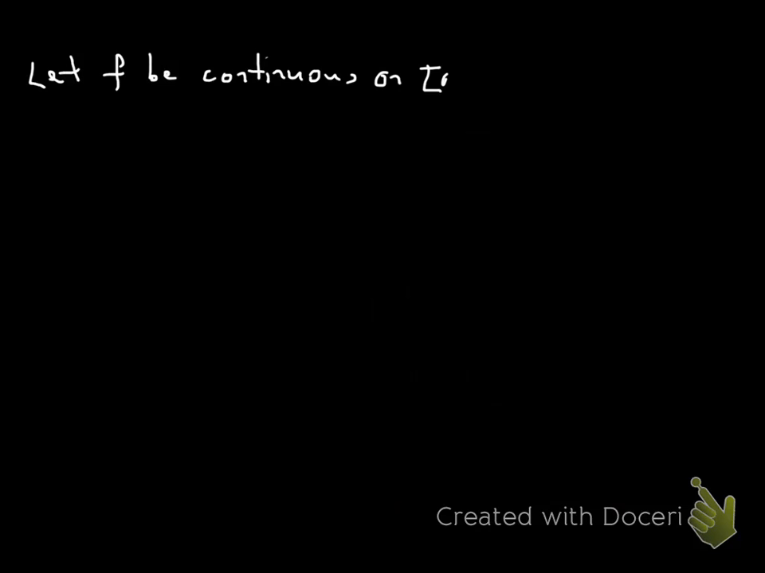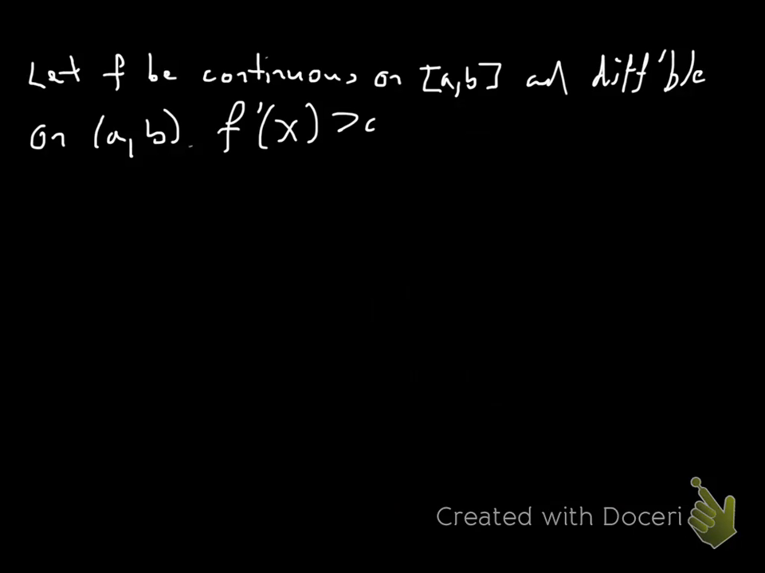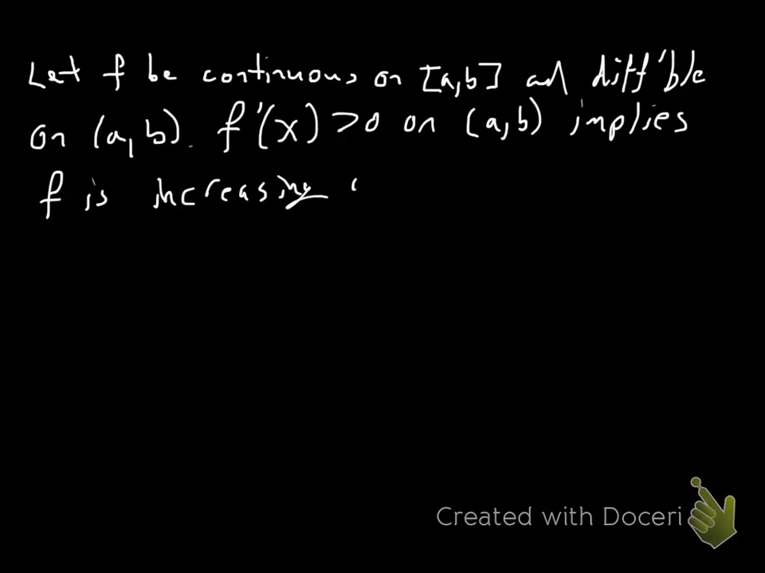So let's look at a result here. Let f be continuous on a closed interval [a, b] and differentiable on the open interval (a, b). f prime of x greater than 0 on (a, b) implies that f is increasing on the closed interval [a, b]. Notice that it has the assumptions that the mean value theorem required: f continuous on the closed interval and differentiable on the open interval. So the mean value theorem is going to be pretty important in this proof too.